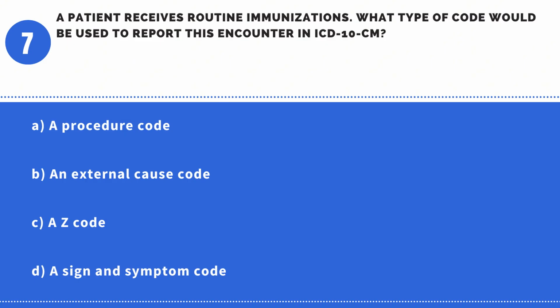Question 7. A patient receives routine immunizations. What type of code would be used to report this encounter in ICD-10 CM? A. A procedure code. B. An external cause code. C. A Z code. D. A sign and symptom code.